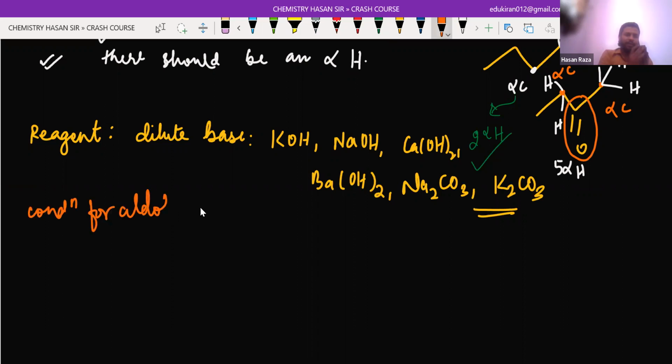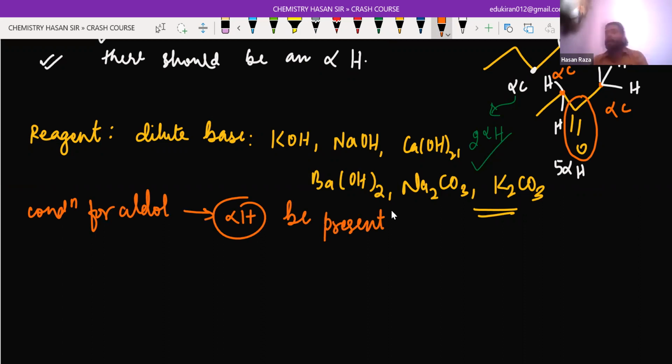What should be the condition? There must be alpha hydrogen. Alpha hydrogen should be present. Is that clear? So for aldol, there should be an alpha hydrogen, and the reagent that we use is dilute base. Generally, you will see either dilute NaOH or dilute KOH. Now I'm going on to the reaction. Can I change the slide? Yes, sir. Okay.